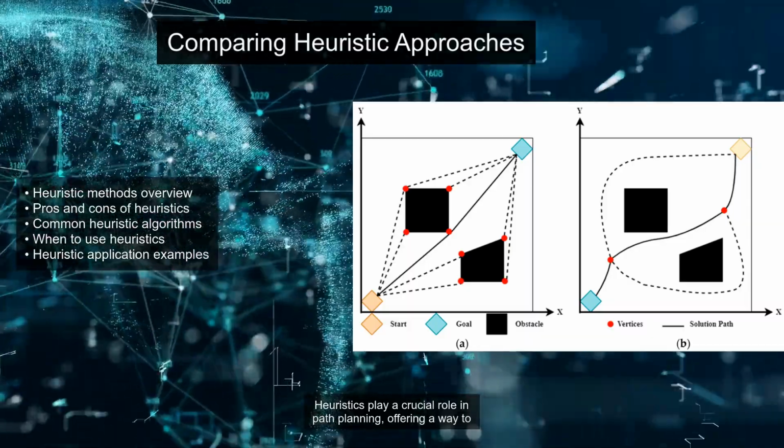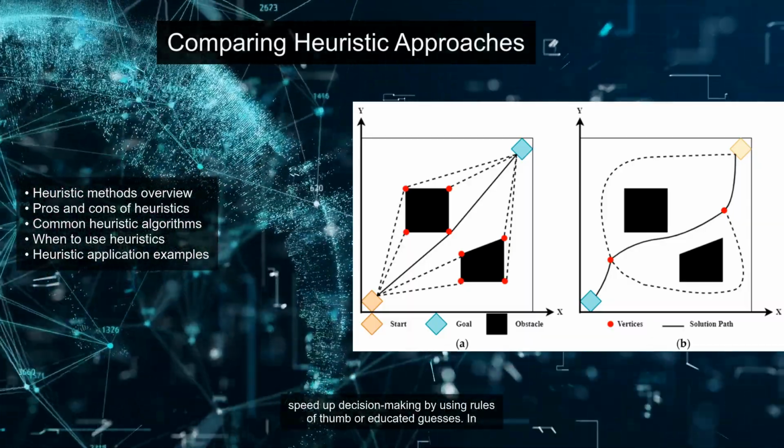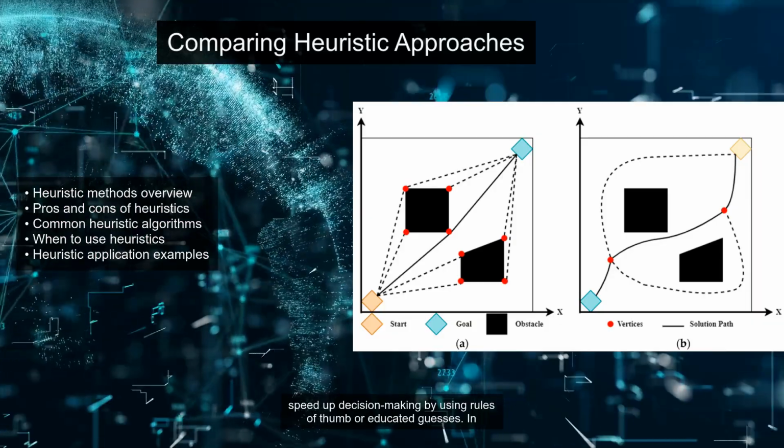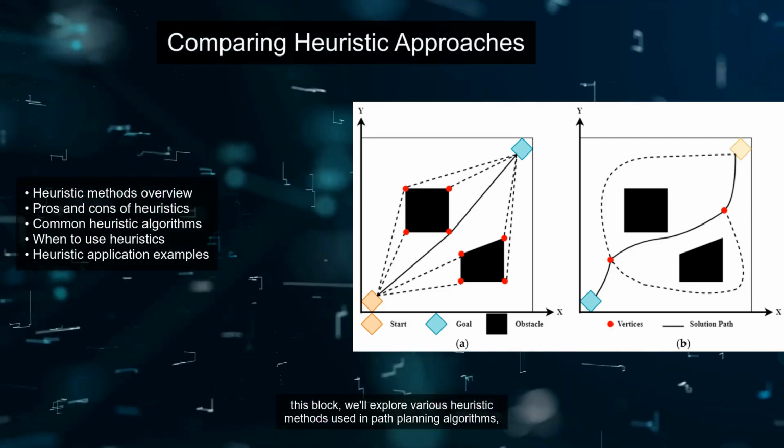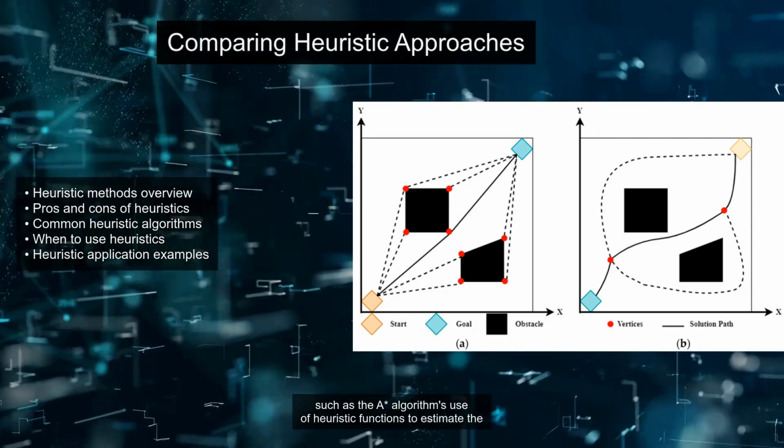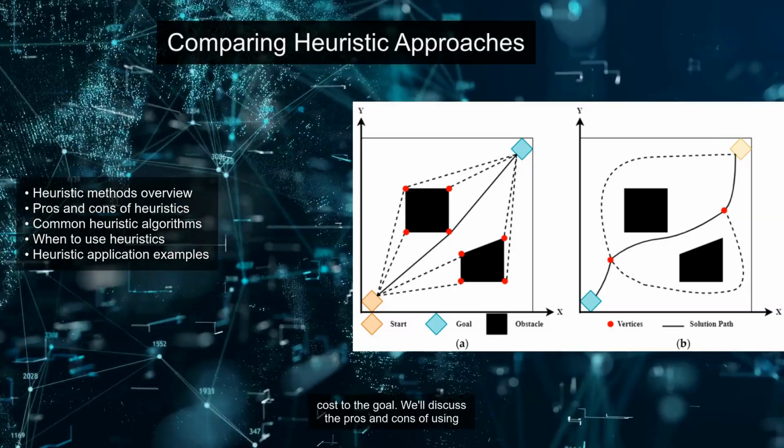Heuristics play a crucial role in path planning, offering a way to speed up decision-making by using rules of thumb or educated guesses. In this block, we'll explore various heuristic methods used in path planning algorithms, such as the A* algorithm's use of heuristic functions to estimate the cost to the goal.